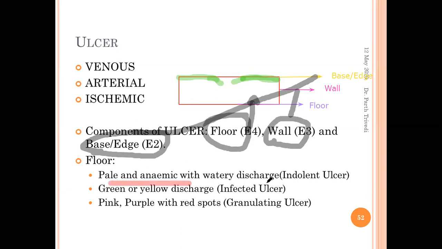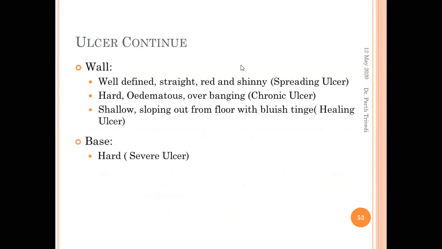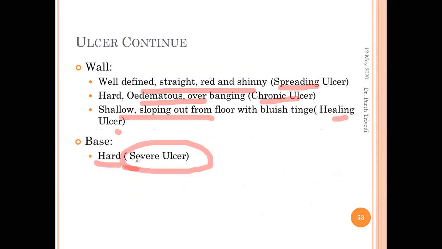If it is pale and anemic, it is an indolent ulcer. Green and yellow, it is an infected ulcer. Pink, purple with red spots, it is a granulating ulcer. Wall of the ulcer, if it is well defined and straight, it is a spreading ulcer. Hard and edematous, it is a chronic ulcer. Shallow and sloping, it is your healing ulcer. And if the base is hard, it is a severe ulcer.